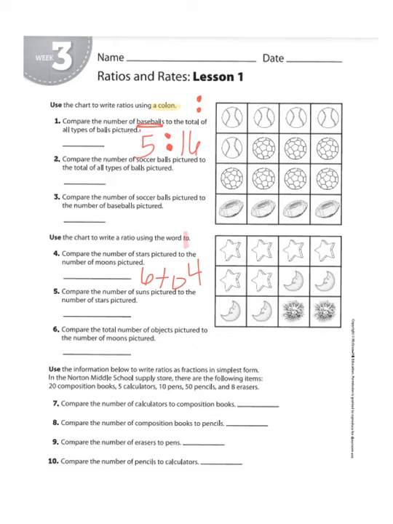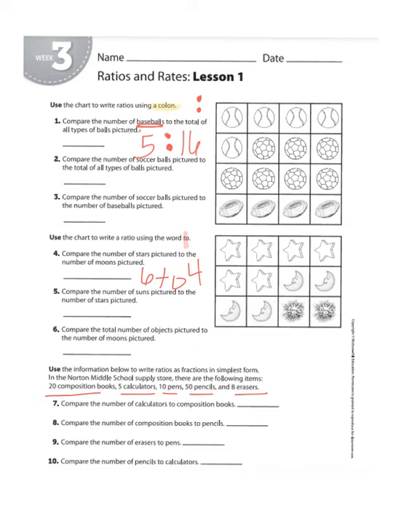The bottom part says, use the information below to write ratios as fractions in simplest form. In the Norton Middle School supply store, there are the following items: 20 composition books, 5 calculators, 10 pens, 50 pencils, and 8 erasers. Compare the number of calculators to composition notebooks. So you can use the word to, you can use the colon, or you can use out of. It's your choice on here.